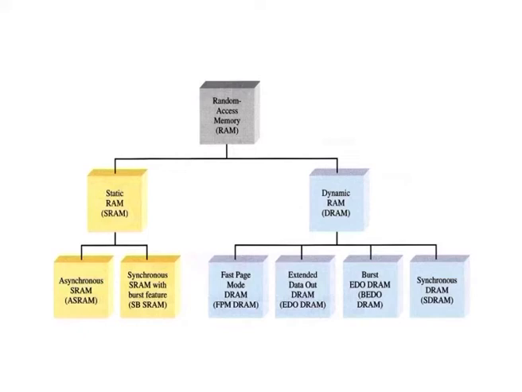The basic types of SRAM are the asynchronous SRAM and the synchronous SRAM with a burst feature. The basic types of DRAM are the fast page mode DRAM, the extended data out DRAM, the burst EDO DRAM and the synchronous DRAM.